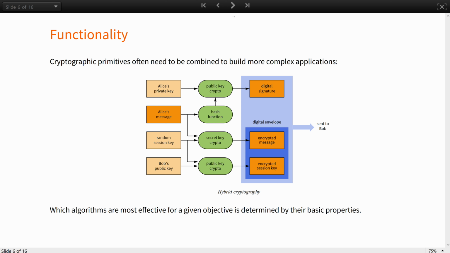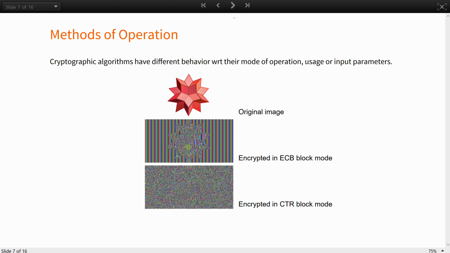Which algorithms are most effective for a given objective is determined by their basic properties. It is important to use the appropriate algorithms for each objective. Hash functions will not provide confidentiality the way encryption does, and encryption may or may not guarantee integrity. When applied in various ways with various inputs, cryptographic algorithms will typically exhibit different behavior and could provide very different functionality depending on their mode of operation, usage, or input parameters.